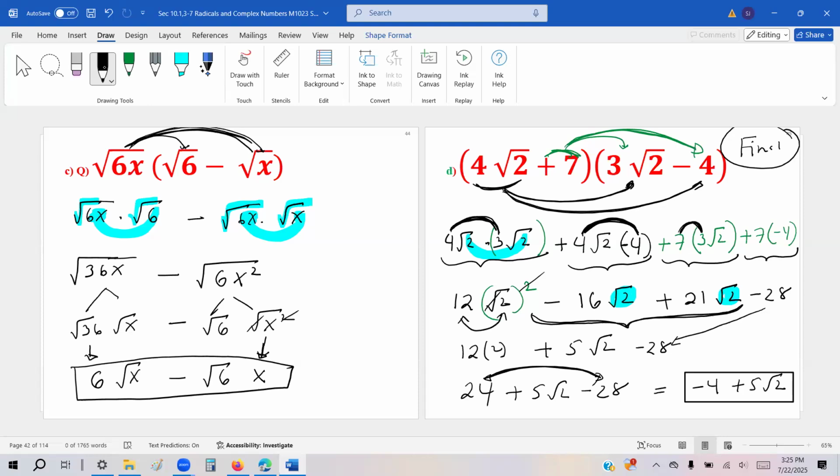How is that? Which part is confusing? Did you understand the FOIL? Second line is FOIL. I did not think it is FOIL. There was one part where you put... wait, didn't four... times everything? Oh. So 4 root 2 times 3 root 2. Then 4 root 2 times negative 4.